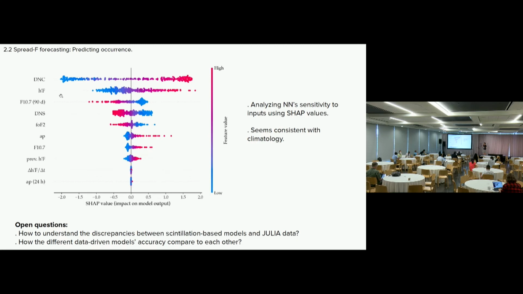Or for example, if you want H prime to be a good predictor of spread F, it needs to have a very large value. And something similar happened with AP. AP, for most of the values, is not a good predictor, but when the values of AP are very high, it is a good predictor. And there was a poster that actually got the same results here with different techniques. So I leave with a couple of open questions, like, for example, how to understand the differences between scintillation occurrence and Julia occurrence, and for that case, ionosonde occurrence of spread F.